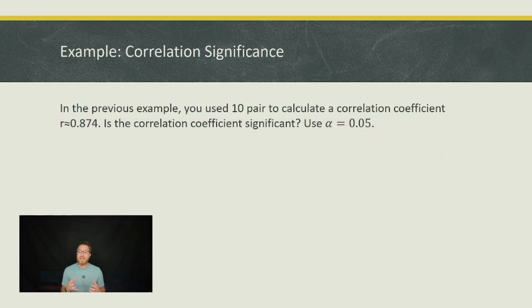Now let's do a quick example. In the previous example, the GDP example in the other video, we used 10 pairs to calculate a correlation coefficient of 0.874. So if we have alpha 0.05, is this statistically significant? We have n equals 10.